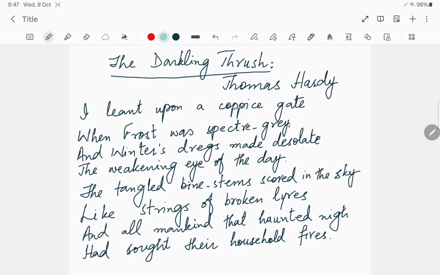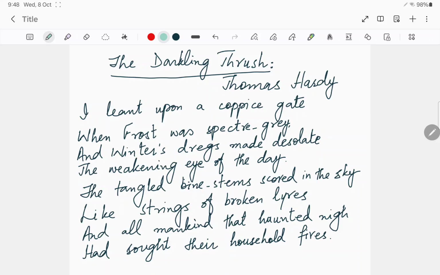Bismillahirrahmanirrahim. Well, dear students, today we are going to start the poem The Darkling Thrush by Thomas Hardy. And let me introduce a little about the poet as well as the poem. Well, Thomas Hardy actually is a Victorian novelist.